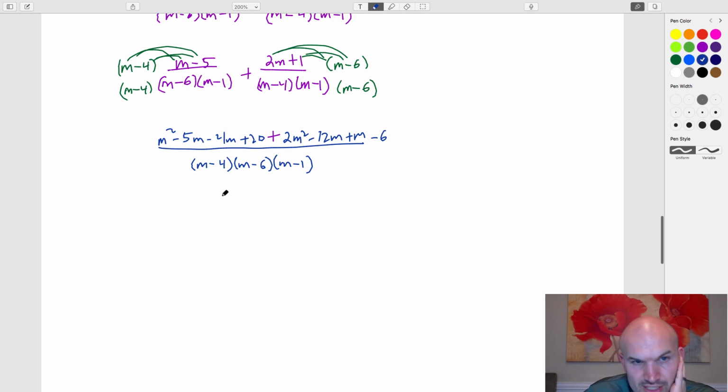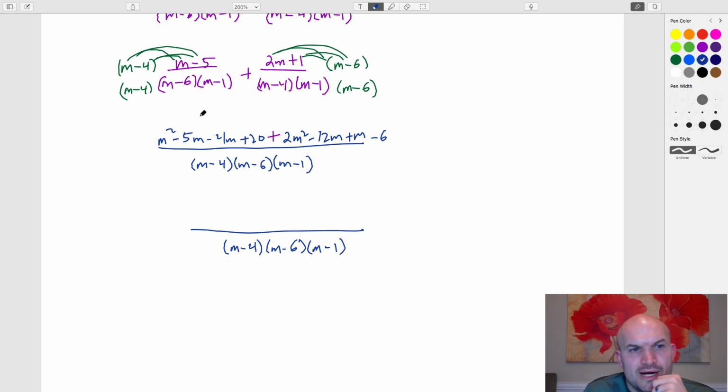And now let's just go ahead and combine all of my terms in my numerator. And my denominator, common denominator, remains the same. All right, so I have m squared plus 2m squared is 3m squared. Now the linear terms are going to be fun. So that's negative 9m. And then that's going to be a negative 21m. And then plus m. So that's going to be a negative 20m. Please check my math for me.